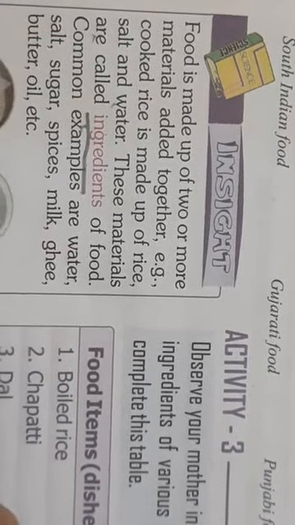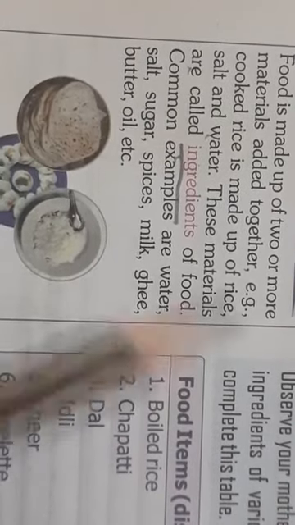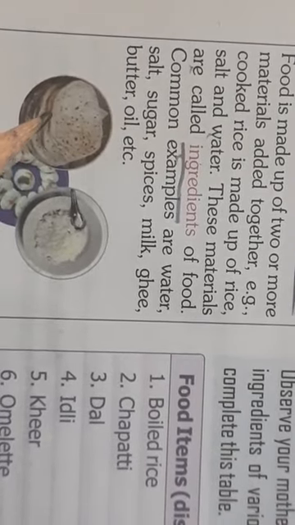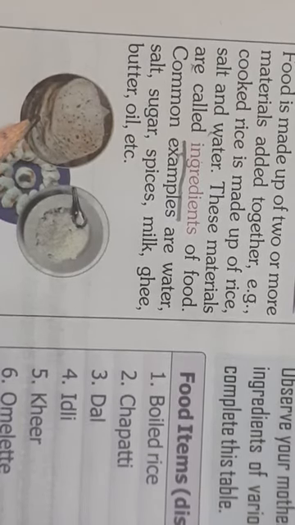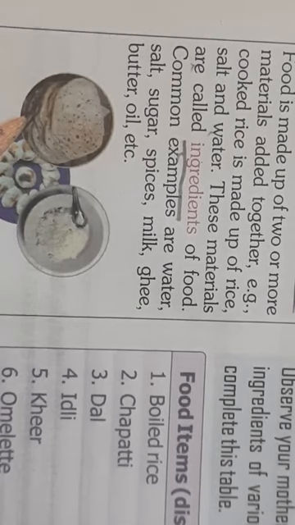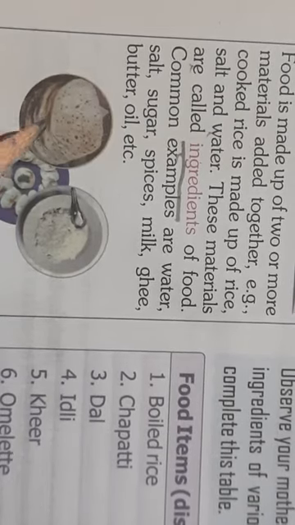For example, if your mother has to prepare chapatis, how does she prepare the chapati? She takes the flour. Flour is atta. She takes the flour, then she puts some water and kneads it to make a dough, and then she makes chapati out of it. So these are all the ingredients.